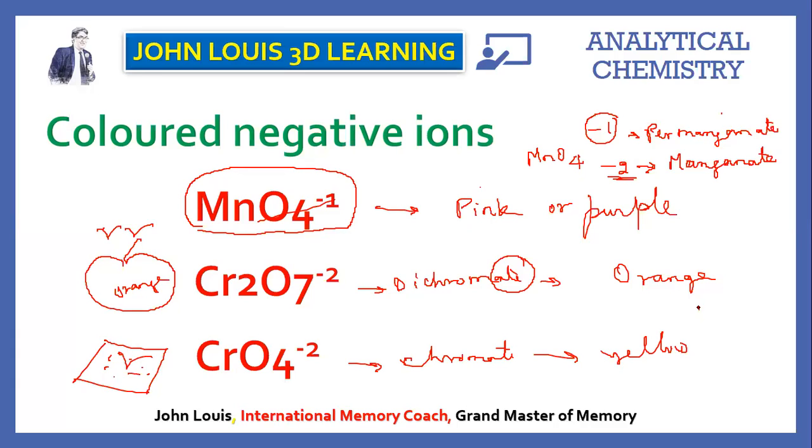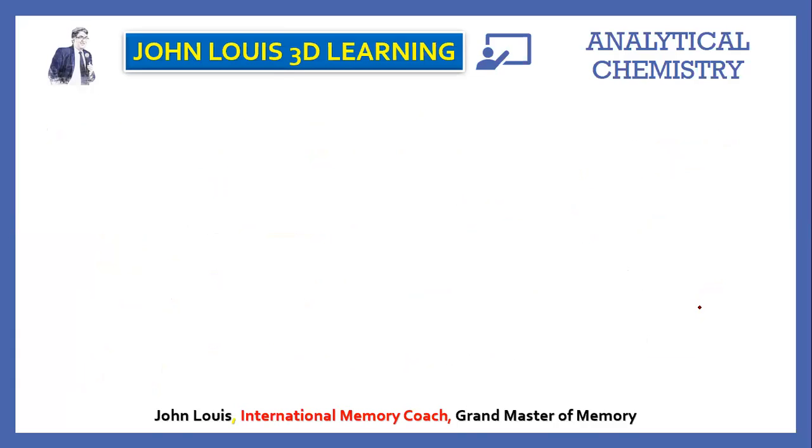I hope now, for permanganate, immediately you can think of a permanent magnet which is pink in color. Dichromate, you can think of an orange, and two crows are eating. Then chromate: the crow is sitting on a mat which is yellow in color. That is more than enough. If I ask you some question based on the positive ion and negative ion, can you tell me the answer? What is the color of chromium?